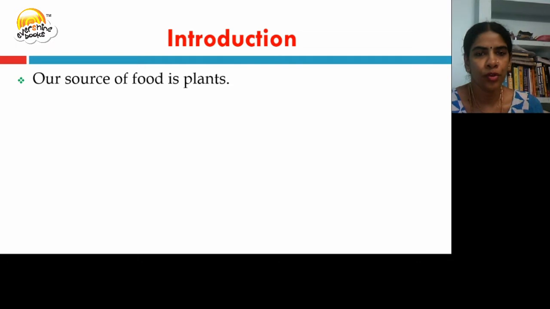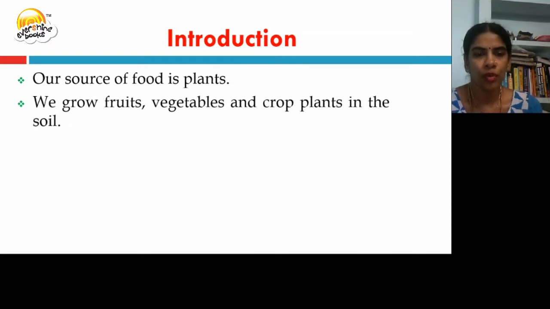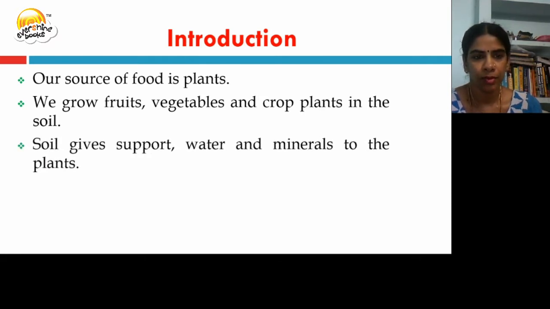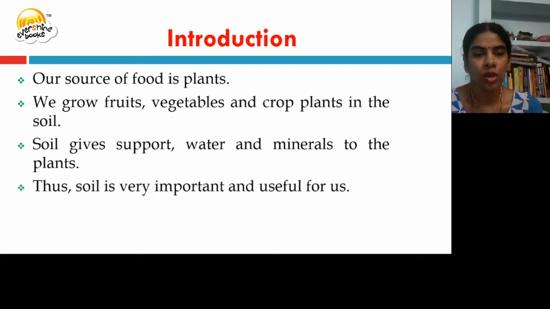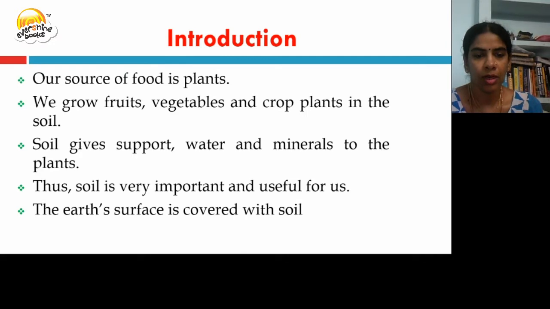Our source of food is plants. We grow fruits, vegetables and crop plants in the soil. Soil gives support by providing water and minerals to the plants. Thus, soil is very important and useful for us. The earth's surface is covered with soil.